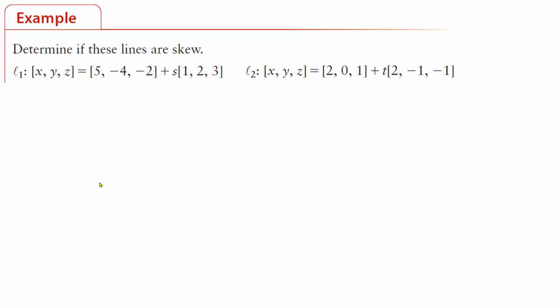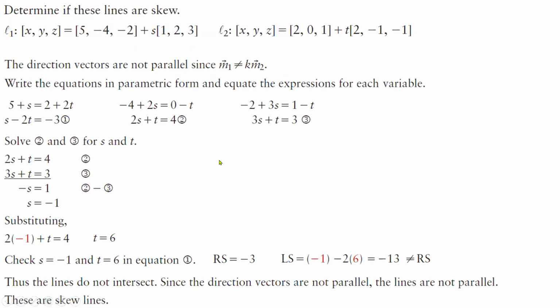You should have finished now. So let's have a look at the solution together. Note that the direction vectors are not parallel for these two lines, since the direction vector of L1, which is m1, is not equal to a scalar k times m2, the direction vector of L2. Then we can write the equations in parametric form and equate the expressions for each variable. So x equals x, y equals y, and z equals z.